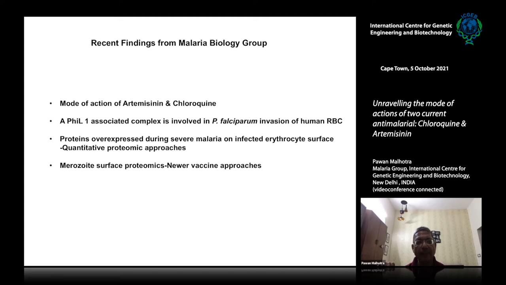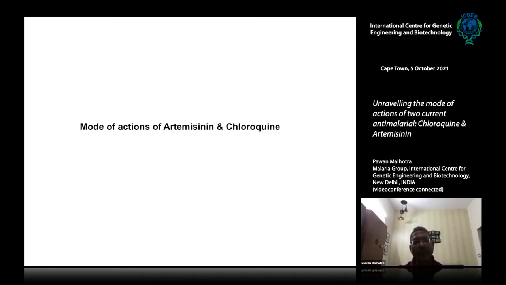The reason we are studying the surface proteomics is that this will help us to really understand how the parasite invades and then will lead to a vaccine if possible. That's our goal. And another thing which we have recently been able to find using quantitative proteomics is markers for severe malaria. So these are the four recent findings from our group, which we are trying to take into the translation mode. So the first, as I mentioned in the topic, is the mode of action of artemisinin.